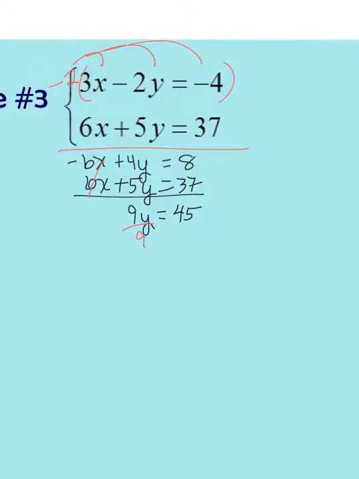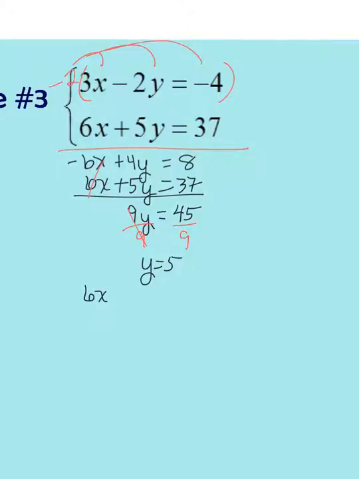When you divide by 9, you get y is equal to 5. So now I have one of my solutions, y. You can plug it in here or here to find your x. Even though these are bigger numbers, there are no negatives here, so I'm going to plug the 5 in up here.